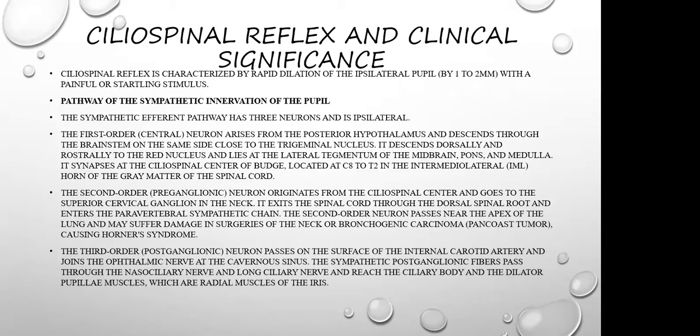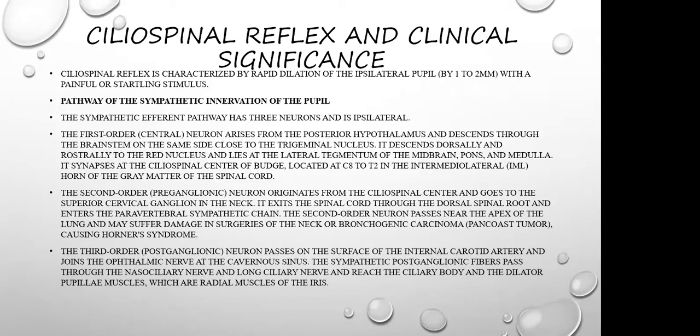It synapses at the ciliospinal center of Budge, located at C8 to T2 in the intermediolateral horn of the gray matter of the spinal cord. The second order preganglionic neuron originates from the ciliospinal center and goes to the superior cervical ganglion in the neck. It exits the spinal cord through the ventral spinal root and enters the paravertebral sympathetic chain.